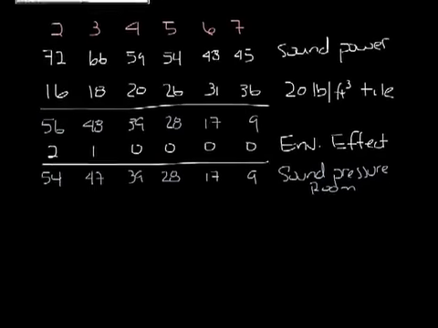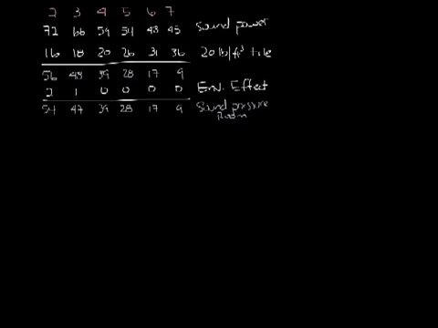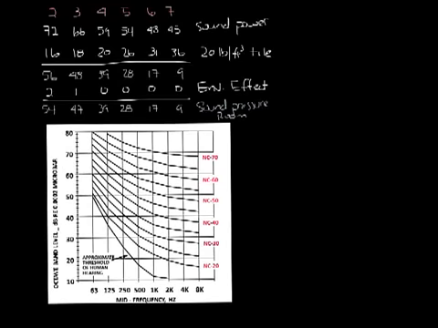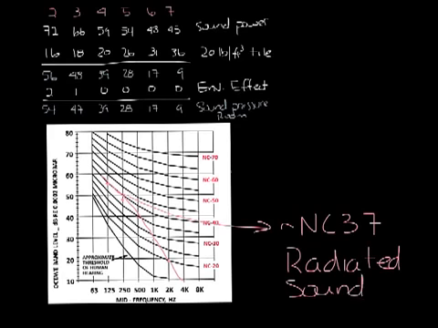Okay, so let me make a little more room here. Now you can plot this last number on an NC chart and come up with the NC. So I'm going to pull up an NC chart here. Let's put it down here. Okay, so let's try to plot this. We have 54, 47, 39, 28, 17, and 9. If I kind of draw a line through that, you see, well, I didn't draw a great line, but this comes up essentially as an NC 37. And so this was for radiated sound.